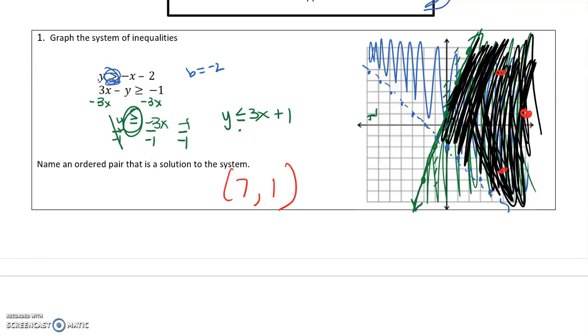So that's all we have for solving equations graphically. Show me your notes and I'll get you your handout.